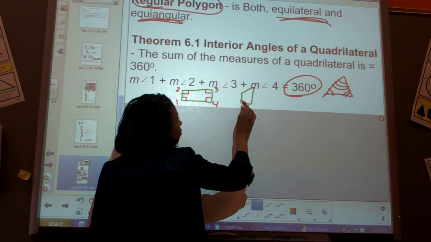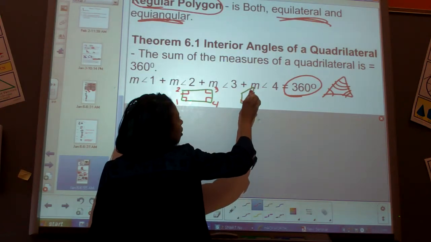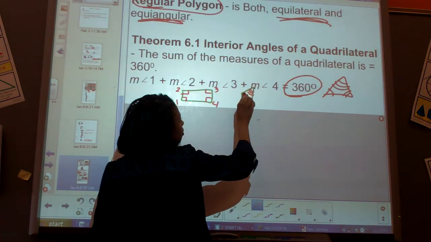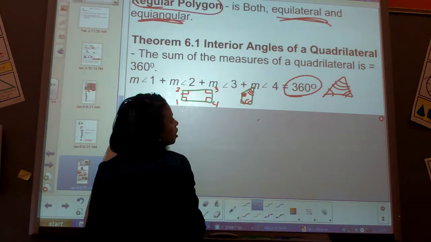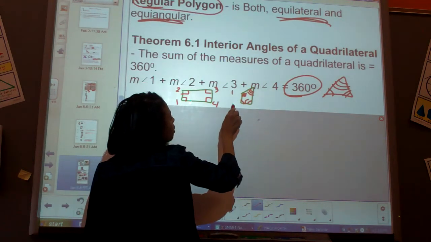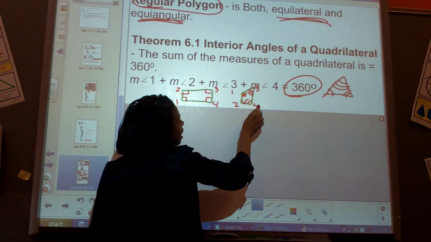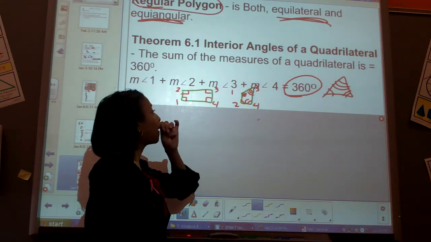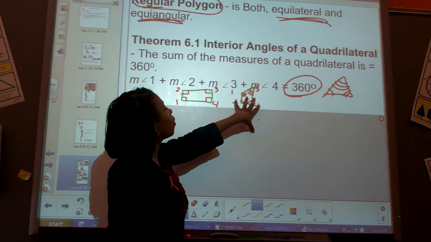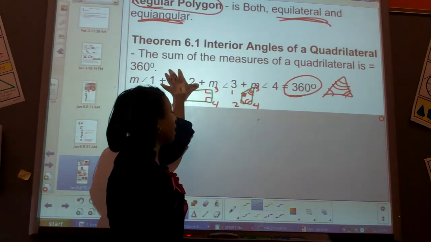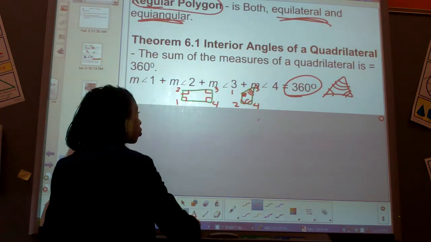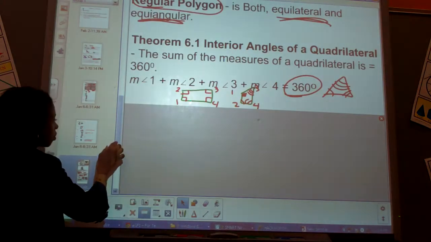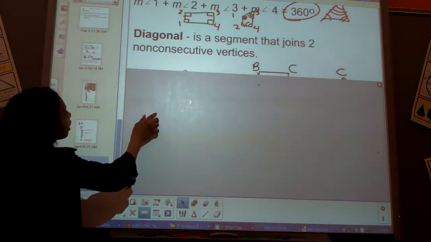This angle, plus that angle, and I'm going to give them numbers, 1, 2, 3, 4. Pretend that's 4 there. So angle 1 plus angle 2 plus angle 3 plus angle 4, doesn't matter the shape of the quadrilateral, okay? All 4 interior angles must equal 360 degrees. Okay?